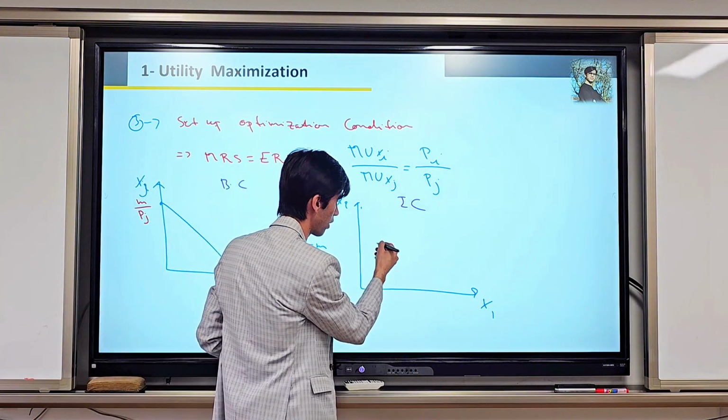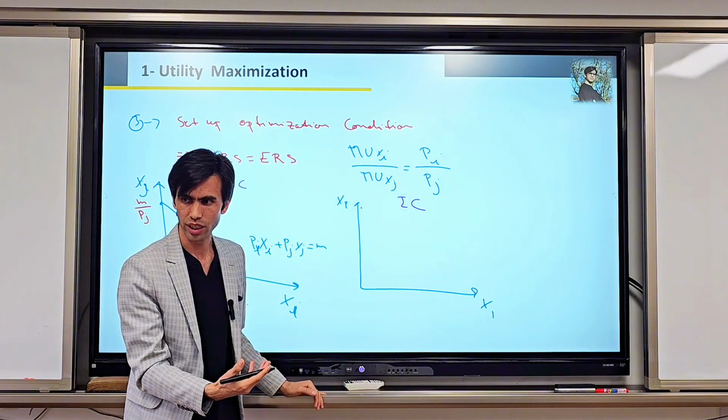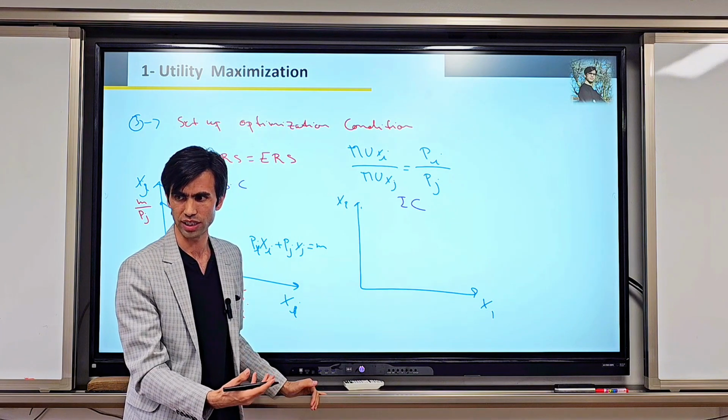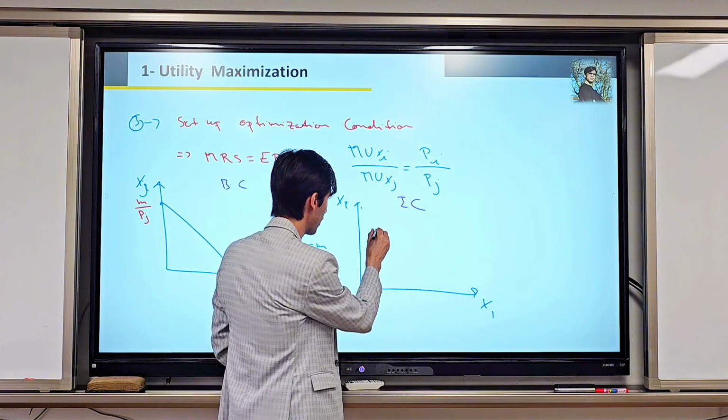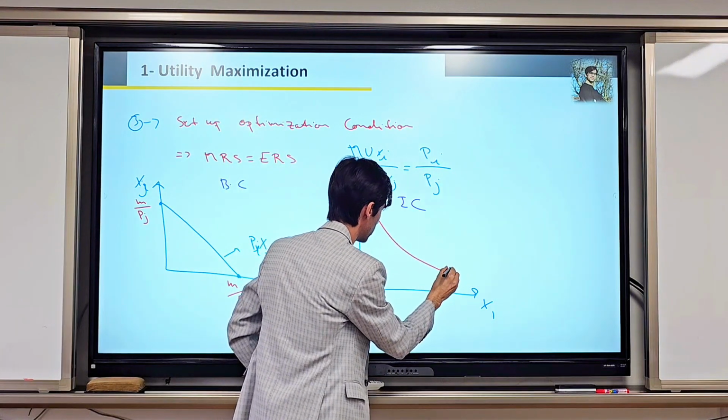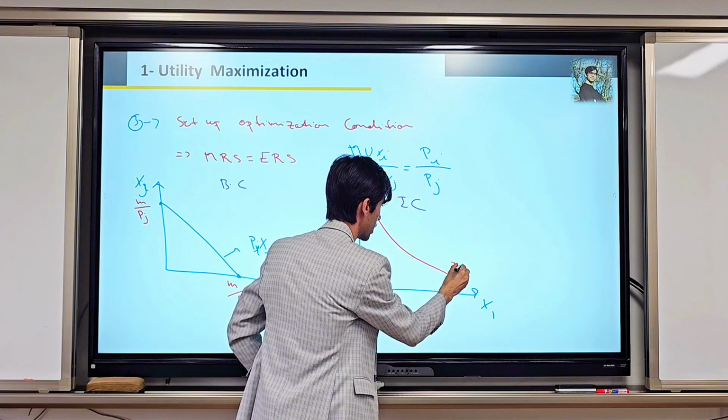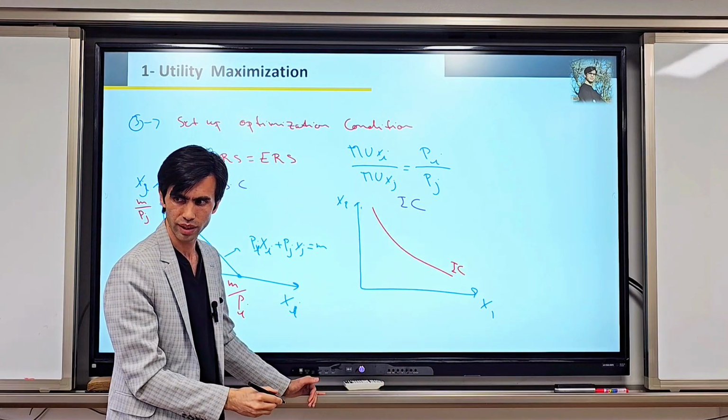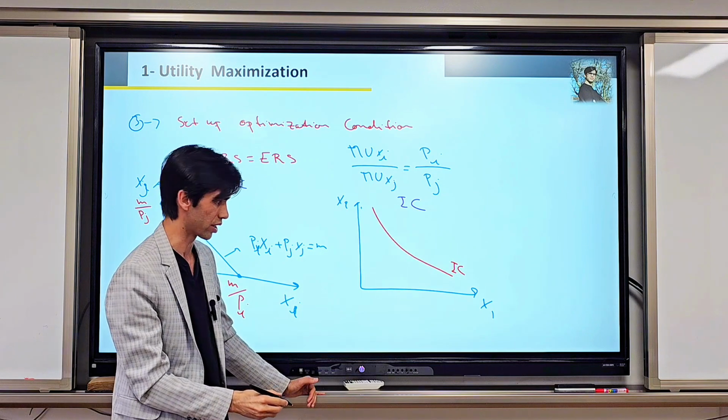And also, this one is your indifference curve. For example, for a well-shaped utility function, such as Cobb-Douglas and CES utility functions, we have this shape. This is our indifference curve.